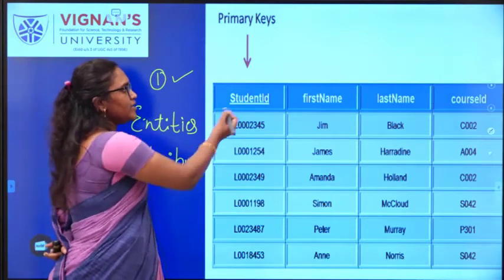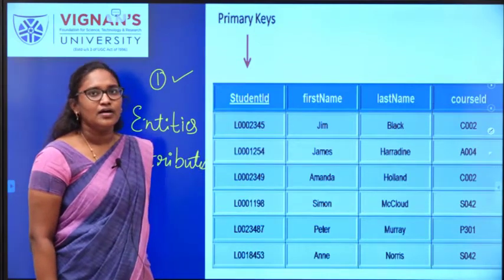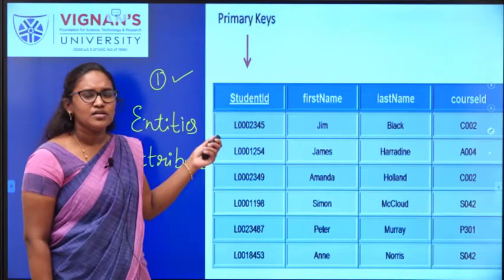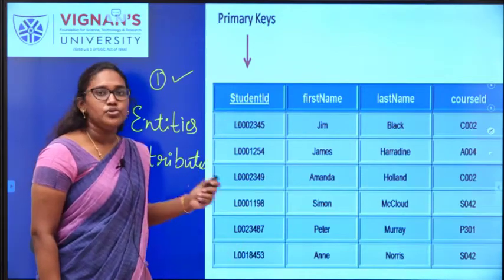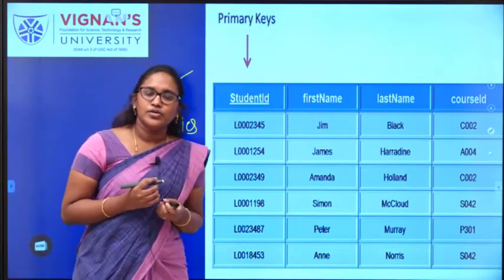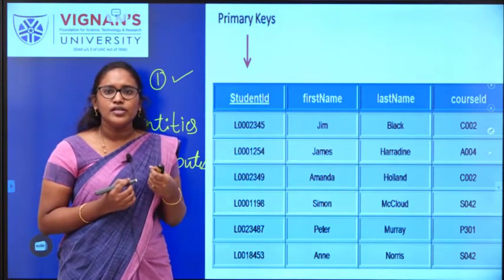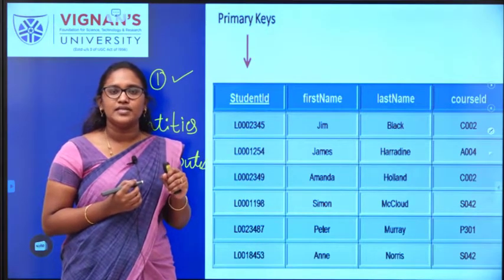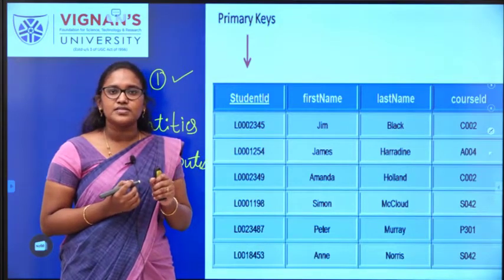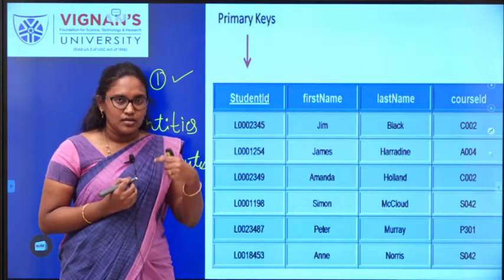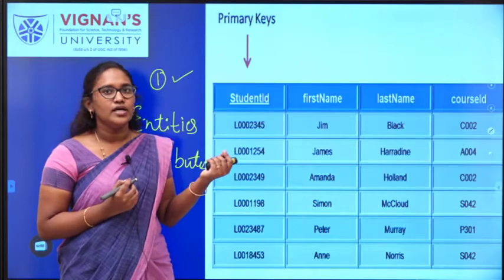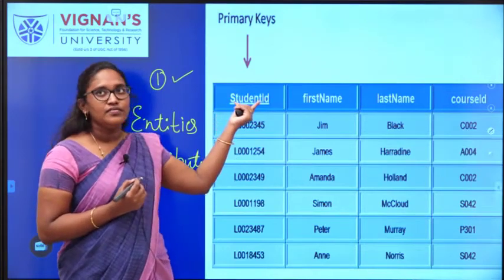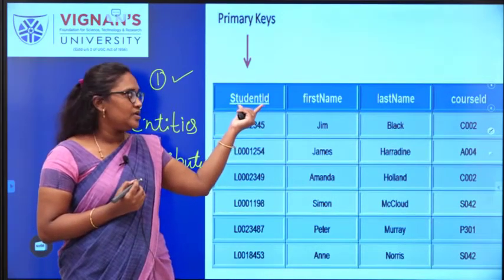In this table you have student ID, first name, last name and course ID, right? So I am saying student ID is the primary key because it has a unique value. If you observe your ID cards, your registration number will be present, right? Each and every person will have a unique registration number. That is the reason we say it is a primary key.